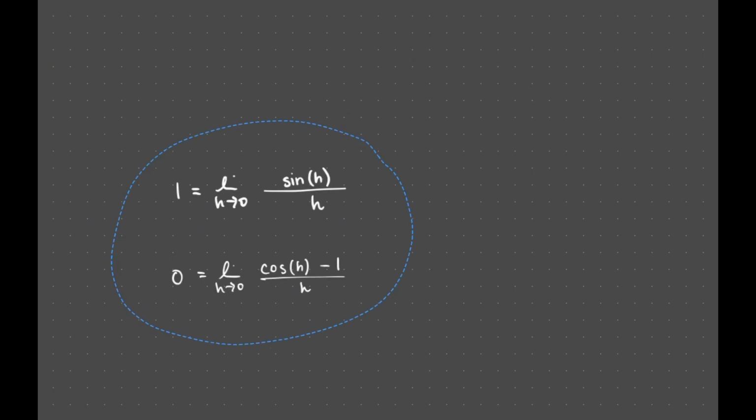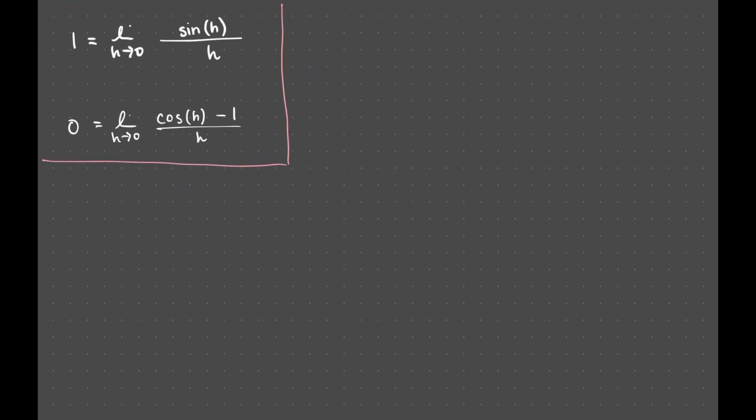is 1. These two trigonometric limits involving cosine and sine are useful for at least two reasons. First, they give us more algebraic manipulations that could be useful when computing limits. For example, suppose we'd like to compute the limit of sine of 7x over 2x as x goes to 0.